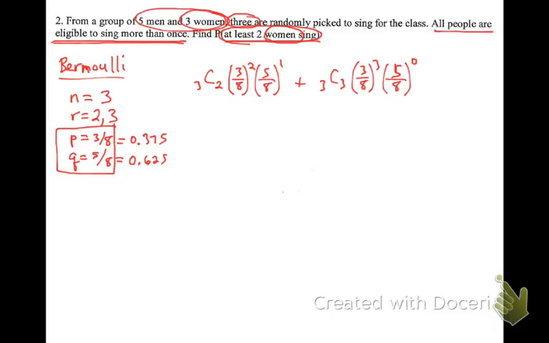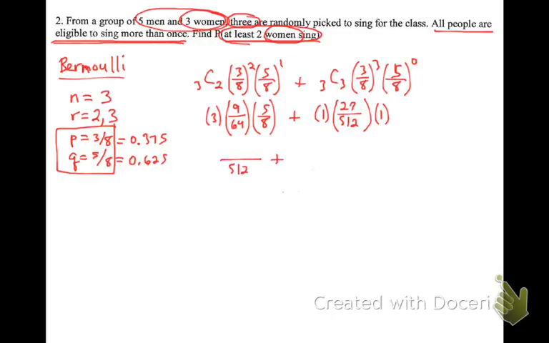3c2 is the same as 3c1, so it's going to be 3. 3/8 squared is going to be 3 squared, which is 9, over 8 squared, which is 64. And 5/8 to the 1st is still 5/8. 3c3 is 1. 3 cubed is 27 over 8 cubed, which is 512. And then 5/8 to the 0 is 1. Okay. And remember, when you're dealing with fractions, the denominators in your overall fractions are going to be the same. Okay, because you have 8 squared times 8 to the 1st, which is 8 cubed, and so forth. Okay, so we get essentially a denominator of 512 for both of these.